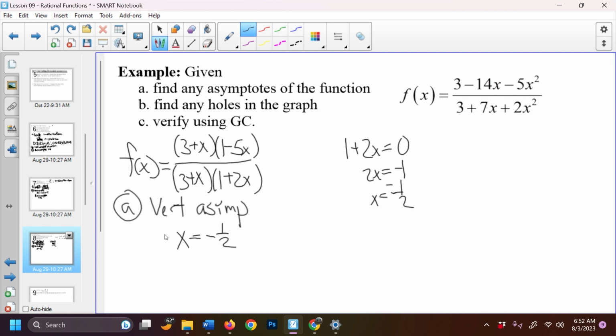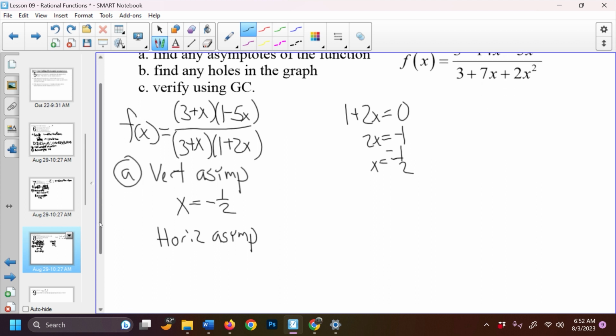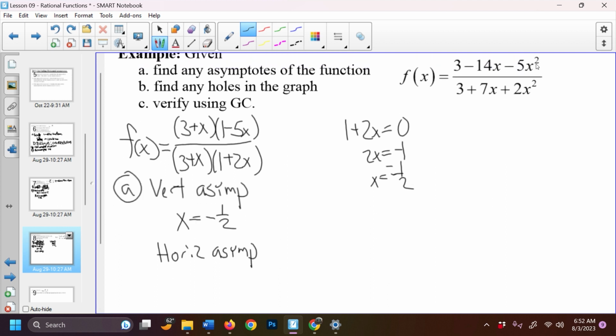My horizontal asymptote, and again, we have an instance where the degree of the numerator is 2 and the degree of the denominator is 2. So the ratio of the leading coefficients will be negative 5 over 2. So my horizontal asymptote will be y equals negative 5 over 2.